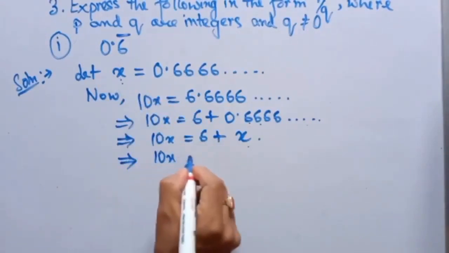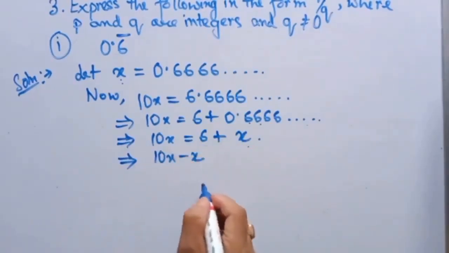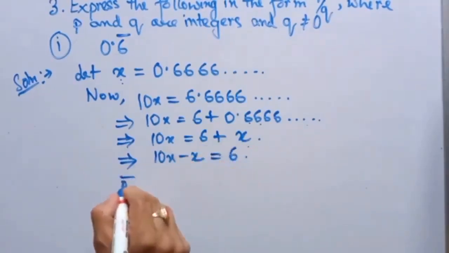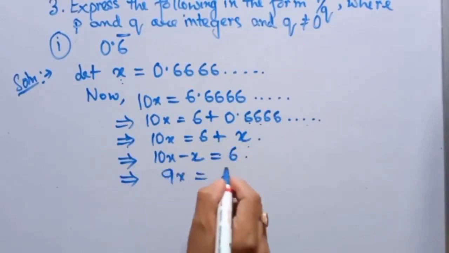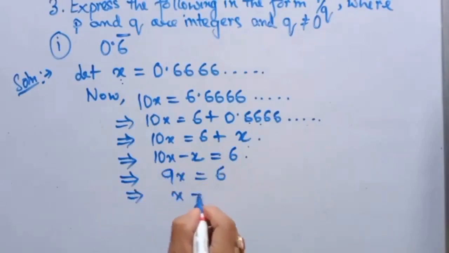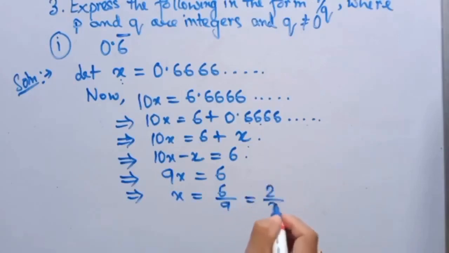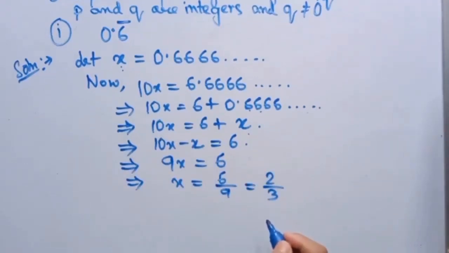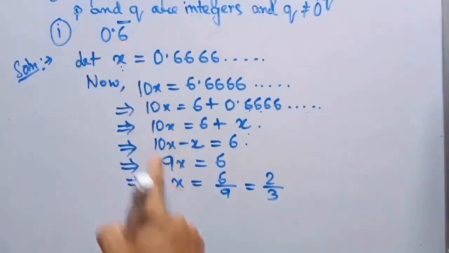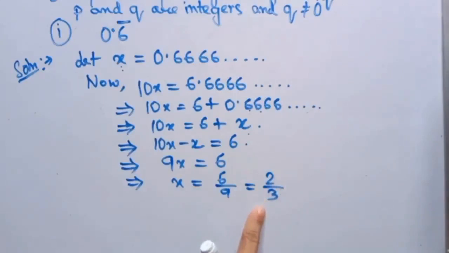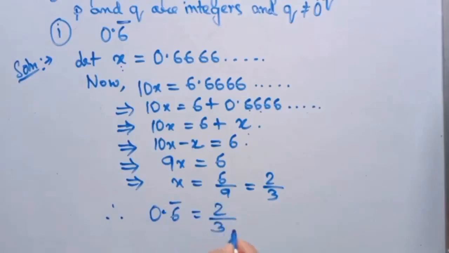So 10x minus x, I will transpose this x to the left hand side, equal to 6. This implies 9x equal to 6, implies x equal to 6 by 9. After reducing, we will get 2 by 3. So the given number 0.6 bar is converted into the form 2 by 3, which is in the form p by q, where p and q are integers and q not equal to 0. Therefore, the required number is 0.6 bar equal to 2 by 3.